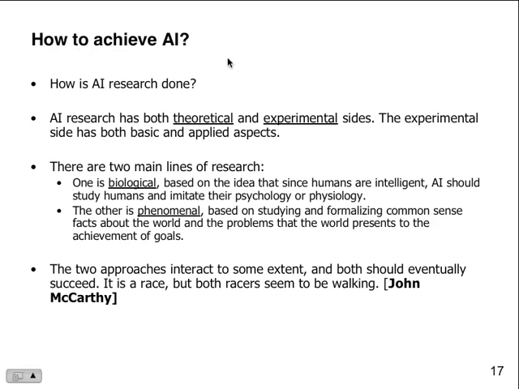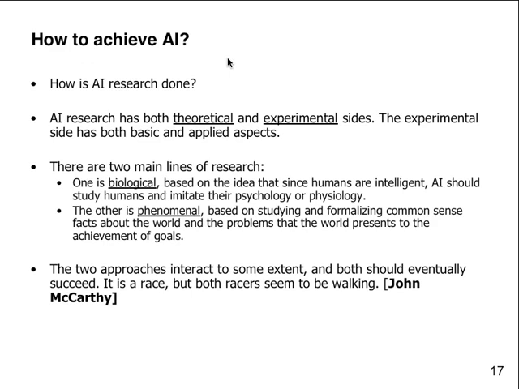So how to achieve AI? How is AI research done? It's actually crossbred, through both theoretical and experimental research. There's a lot of data that's collected. Experimental science has both basic and applied aspects to it. So there's a lot of data collection, and then a lot of programs are created to analyze the data, which is why we're going to look at Prolog and Scheme throughout this course, because they're used to work with the experimental results to come up with the artificially intelligent solutions.